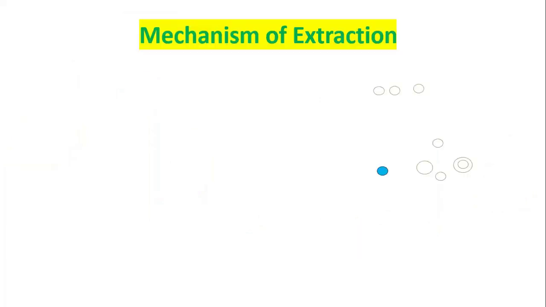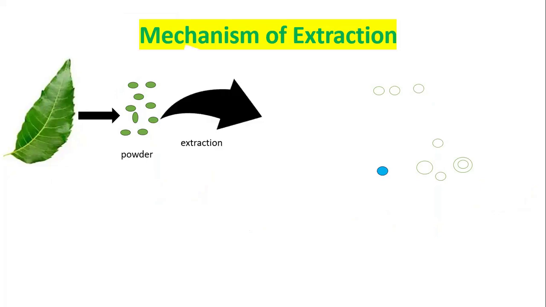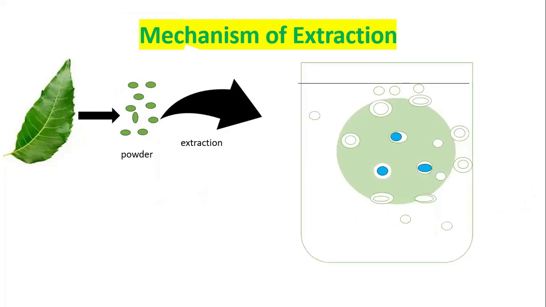So what is the mechanism of extraction? Many a time such questions are asked: explain the mechanism of extraction. In the same way, we take a leaf and powder it into smaller particles. Let us consider a single particle. In a beaker, you take this single particle and add a sufficient quantity of the solvent.